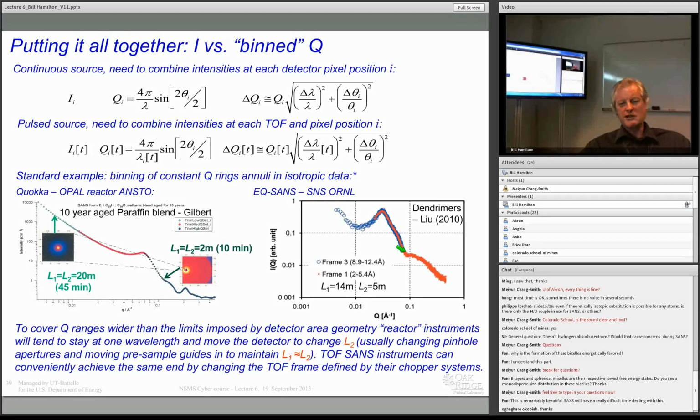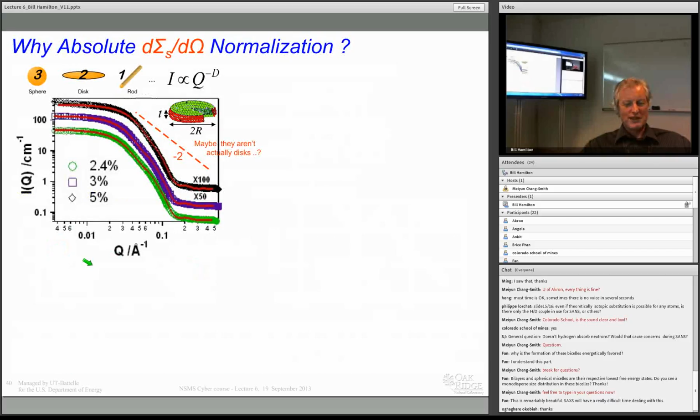They can actually find it's rather more convenient to just change the time of flight chopper range and cover a similar range in 2 steps to what we covered in 3 steps on Quokka. And so that's putting it all together. And then someday you'll analyze this data.